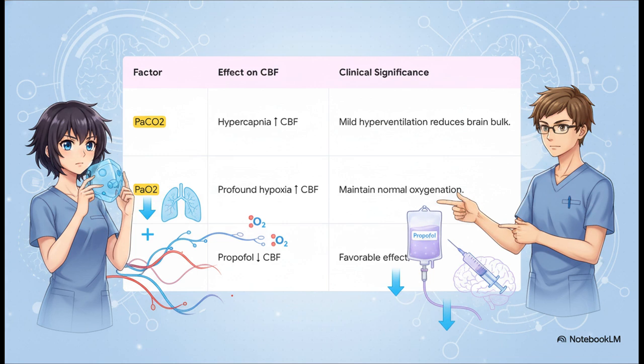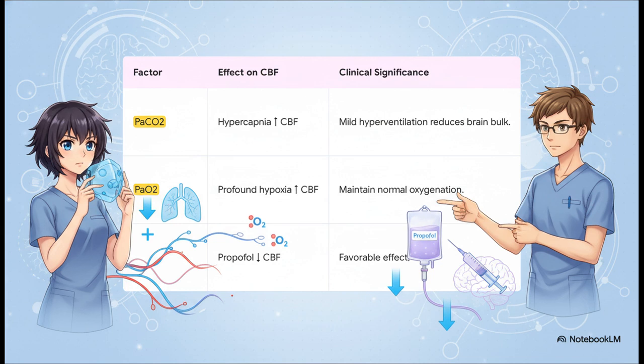PaCO2 is an incredibly potent cerebrovasodilator. If you let the CO2 creep up, the brain's blood vessels dilate, blood flow increases, and the brain swells. If you bring the CO2 down with some mild hyperventilation, the vessels constrict and the brain relaxes. It's that direct and that powerful.